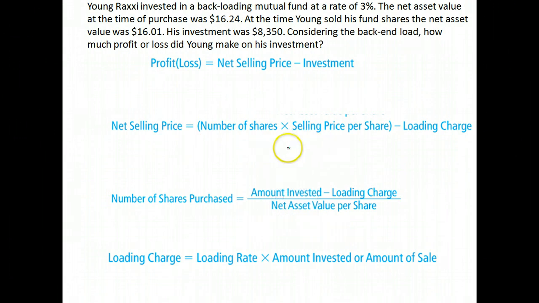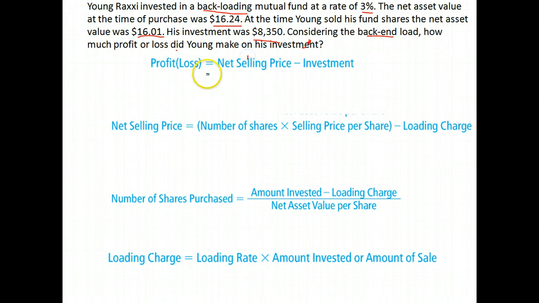Okay, we have one more of those to practice up on. It's our young Raxy. He again is using a backloading mutual fund, which means he pays the loading charge at the end when he sells. His rate is 3%. The net asset value when he buys is $6.24. When he sells, it's $16.01. He invested $8,350. We want to know how much profit or loss. And again, this is back-end loaded.